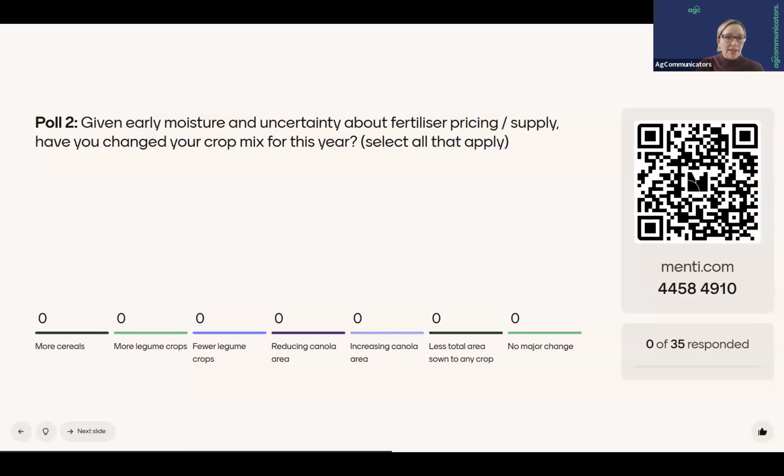The next one we're keen to get some feedback from you on is, given the early moisture and uncertainty around fertilizer pricing, supply, have you changed your crop mix for this year? So let's have a look at how that lands.